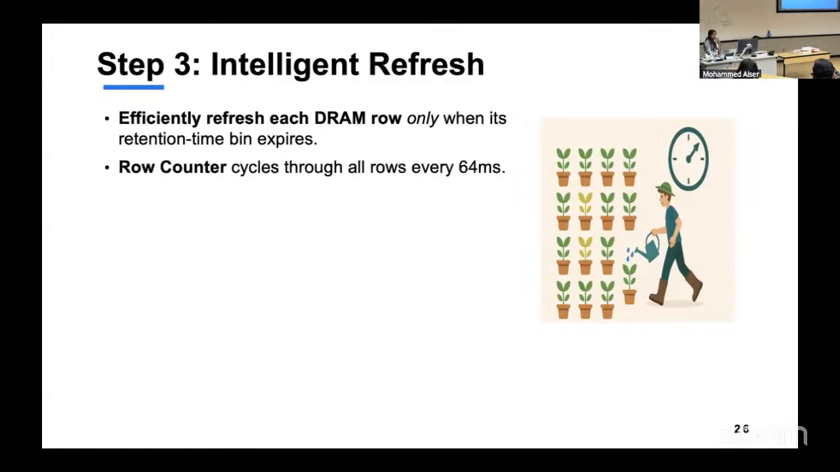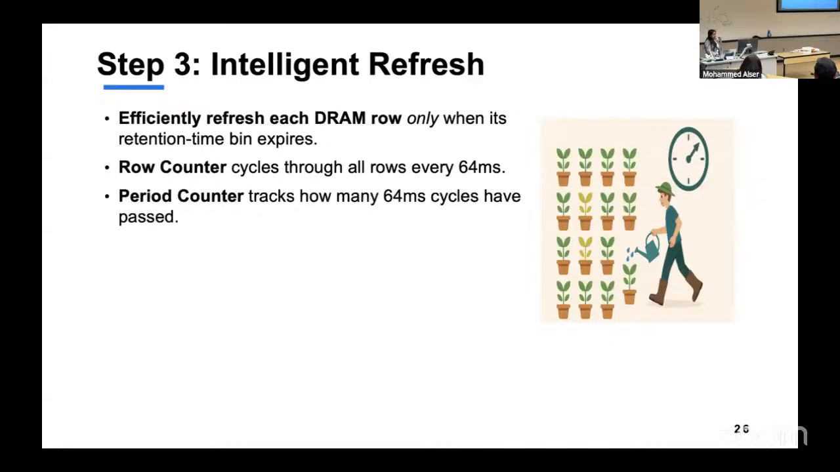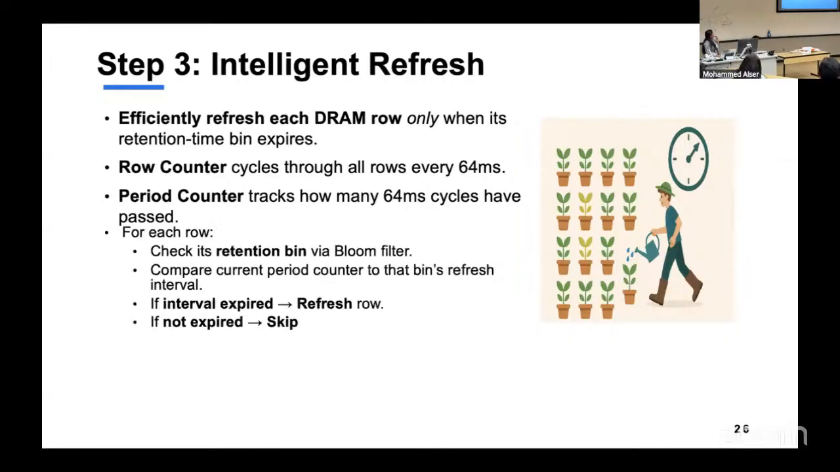And here comes an important thing, that is the row counter. You usually know that the row counter goes to every row and refreshes it every 64 milliseconds. And a period counter also plays an important role in intelligent refresh. It tracks how many 64 millisecond cycles have passed. Once a row is refreshed, it takes a note: okay, this 64 millisecond time has been tracked. This is how the period counter plays an important role.